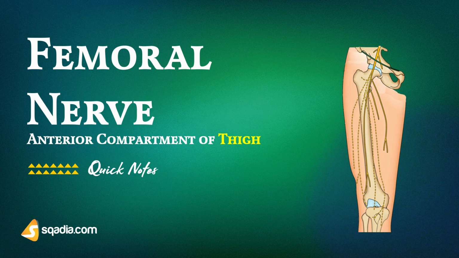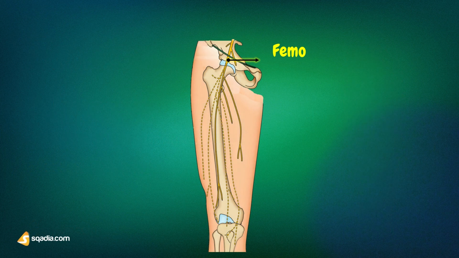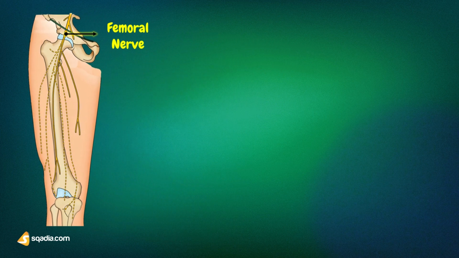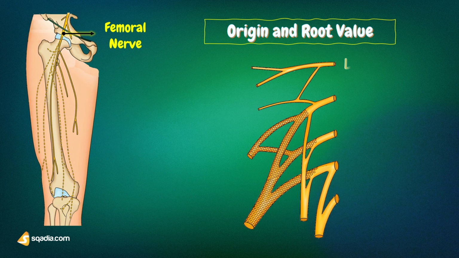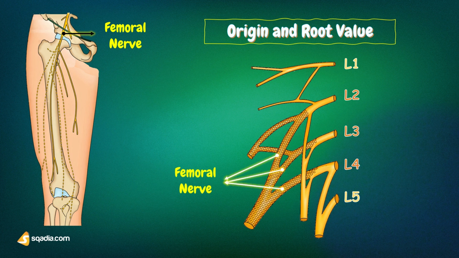Now that we have learned about the femoral artery and vein of the thigh, let's talk about the nerve. The femoral nerve is the chief nerve of the anterior compartment of the thigh. The origin and root value of the femoral nerve: it is the largest branch of the lumbar plexus. It is formed by the dorsal divisions of the anterior primary rami of spinal nerves L2, 3, 4.